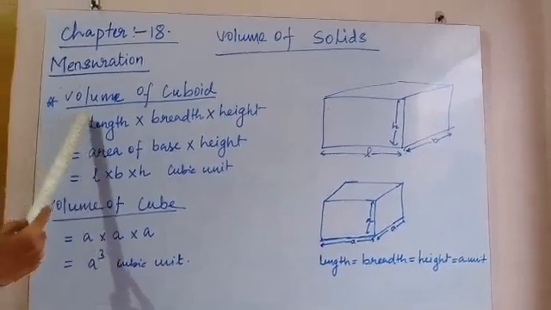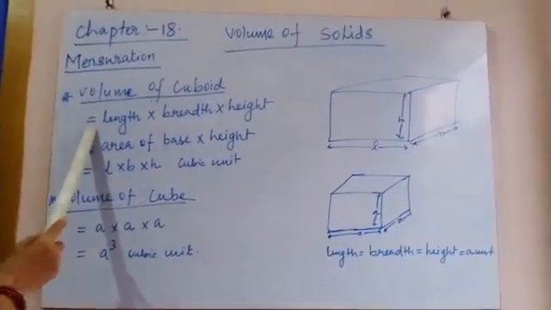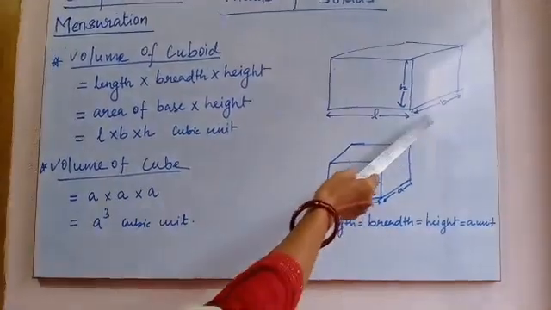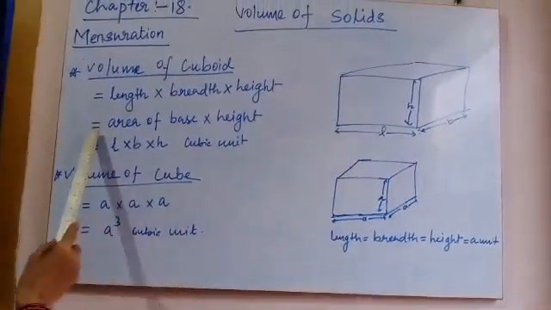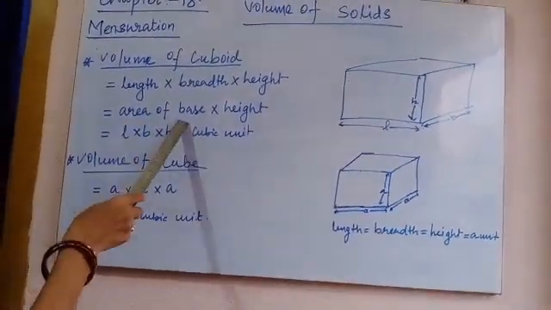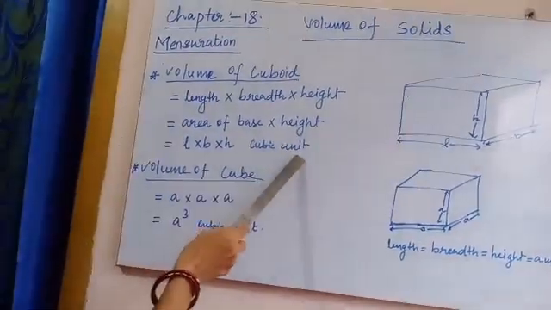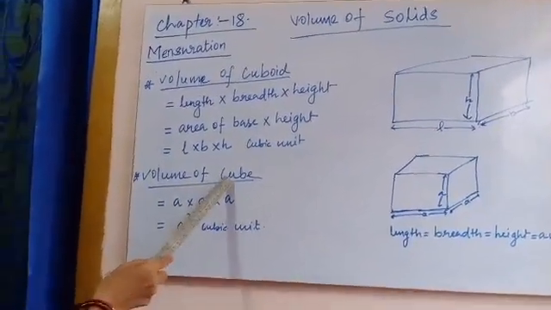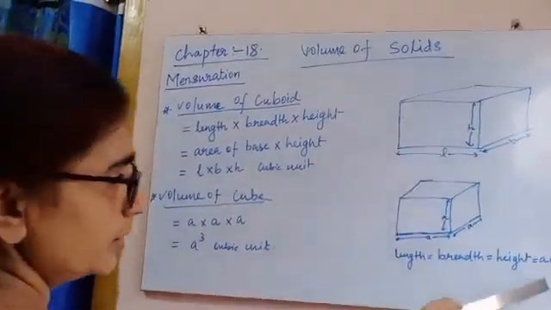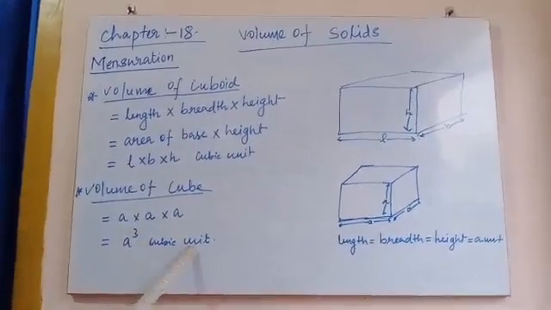Volume of the cuboid. This figure is a cuboid. Volume of the cuboid equal to length into breadth into height, where length is L, breadth is B, and height is H. Length into breadth is the area of the base, into height, equal to L into B into H, cubic unit. Volume of the cube. Here in a cube, length, breadth, and height are equal, A unit. Then A into A into A equal to A cube, cubic unit.